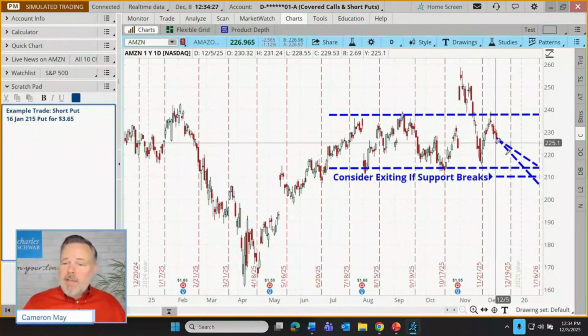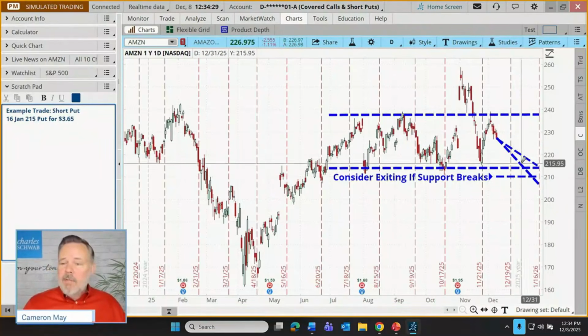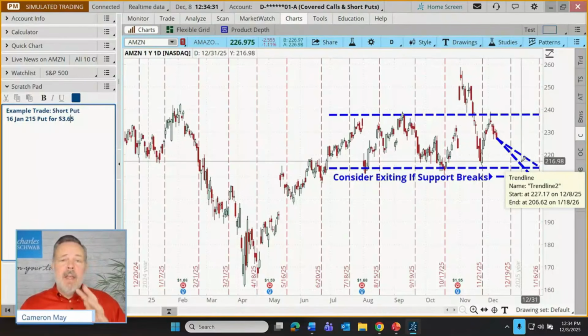Now, if we get assigned, but we're still above support, let's just have a secondary plan that we will then sell calls against those new shares.